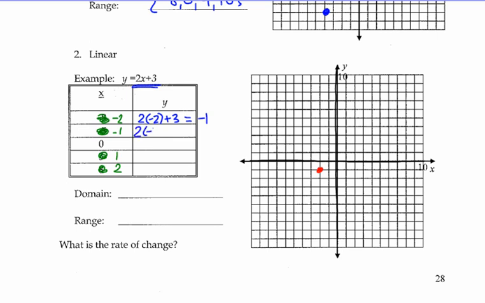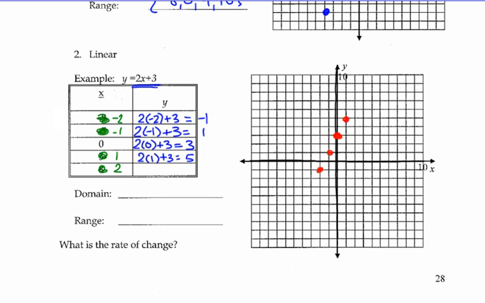Now when x is -1, we plug it into our formula. 2 times -1 plus 3. What does that equal? 1. So at x is -1, y is 1. Then 0: 2 times 0 plus 3 is 3. So 0 and 3. Keep going. 2 times 1 plus 3 equals 5. So 1 and 5. X is 1, y is 5.